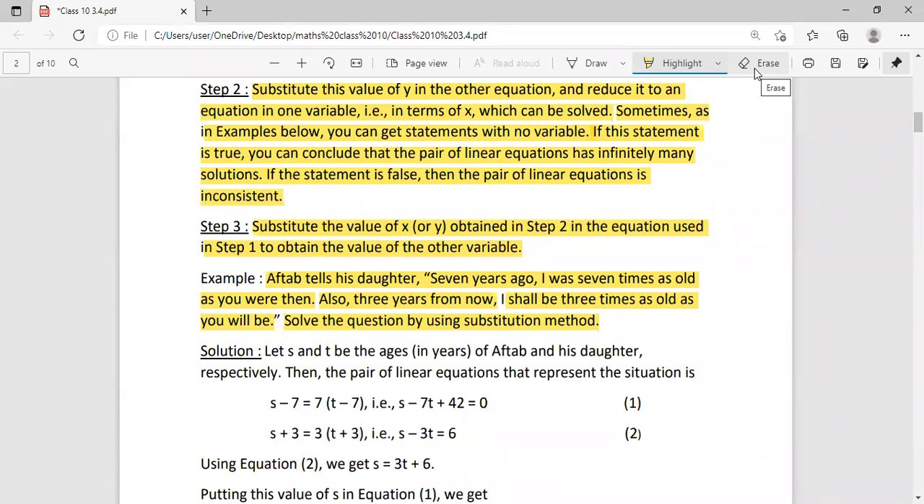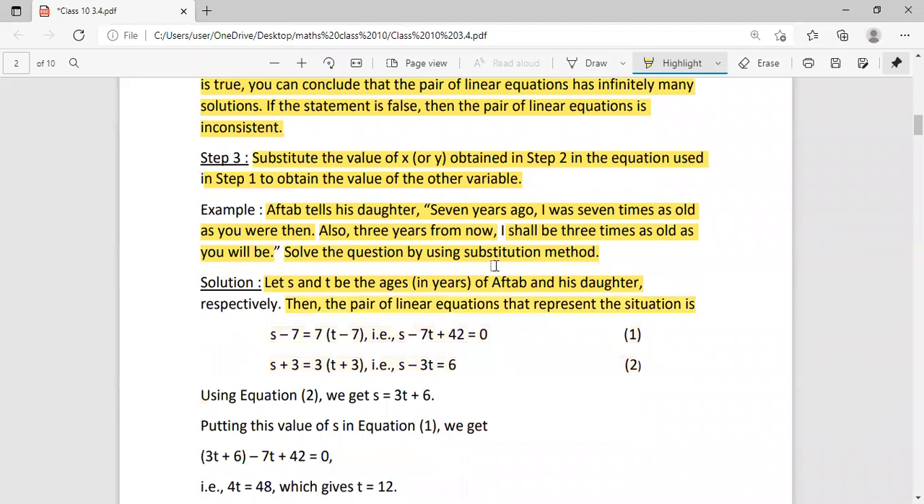See, let S and T be the ages. S stands for the age of Aftab and T stands for his daughter. Now, we have to form the pair of linear equations. That is the important thing. See here, he says, highlighting it, 7 years ago.